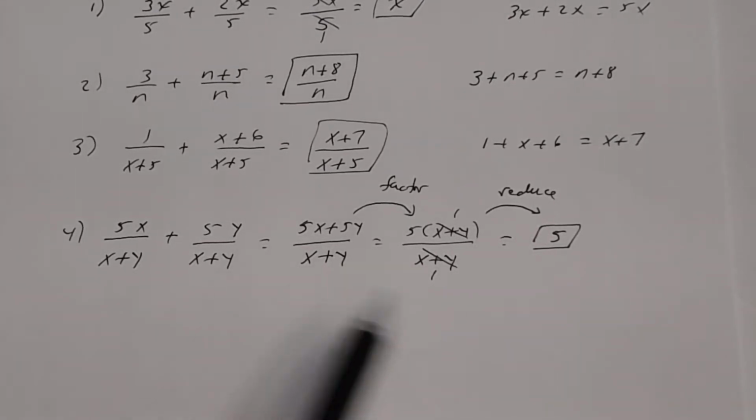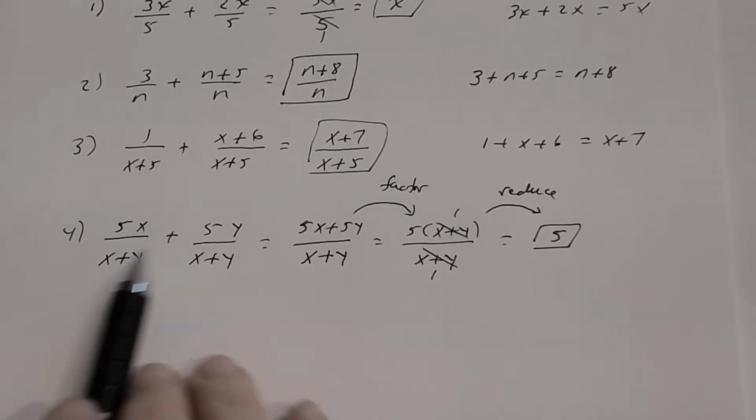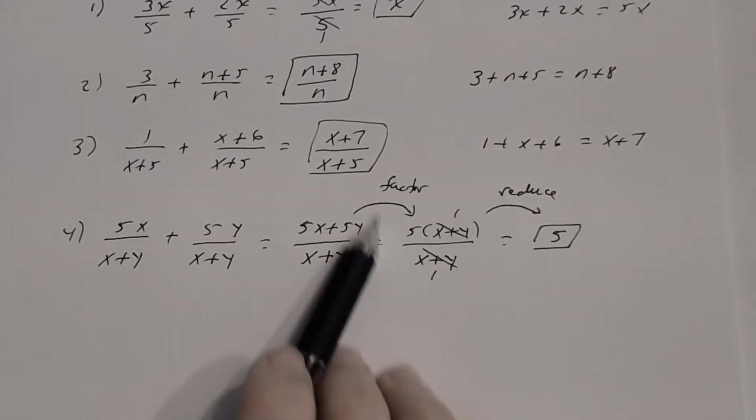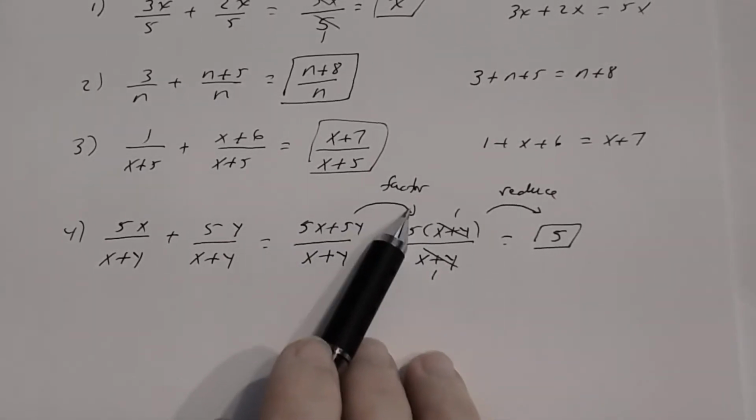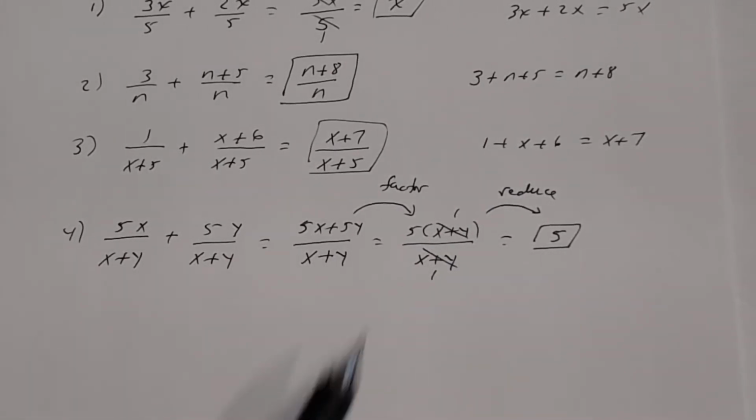All right, so now you got to remember that when you get to this point right here, when you add those two rational expressions into one rational expression with that denominator, you're now going to factor. And then once you factor, the next step is to reduce. And then you get your answer.